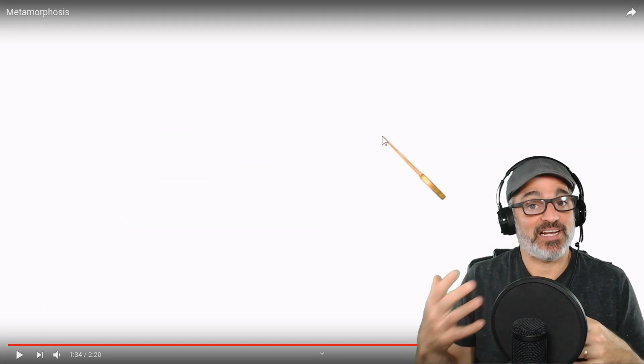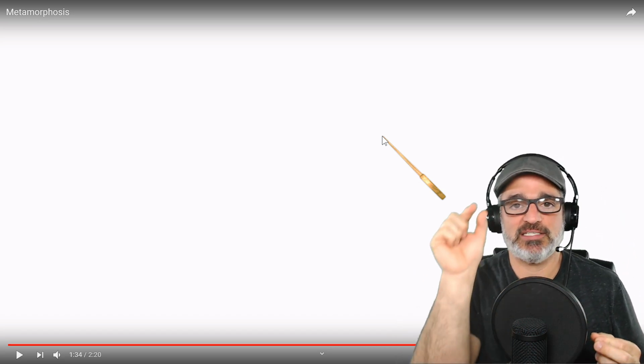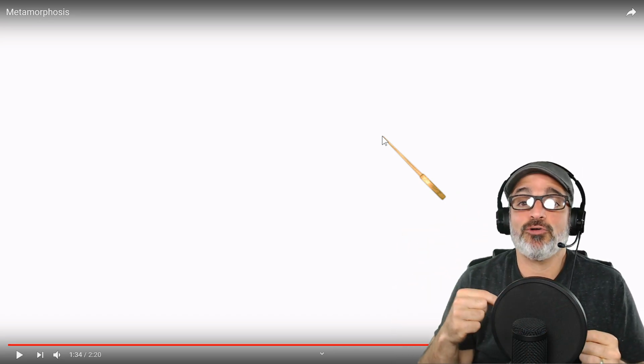Okay, so the second type is incomplete metamorphosis. And again, it's called incomplete because you don't see that big of a change. The egg hatches, and from the egg comes like a miniature adult. It's like a mini-me of the adult, right? A tiny adult, and it's called a nymph.